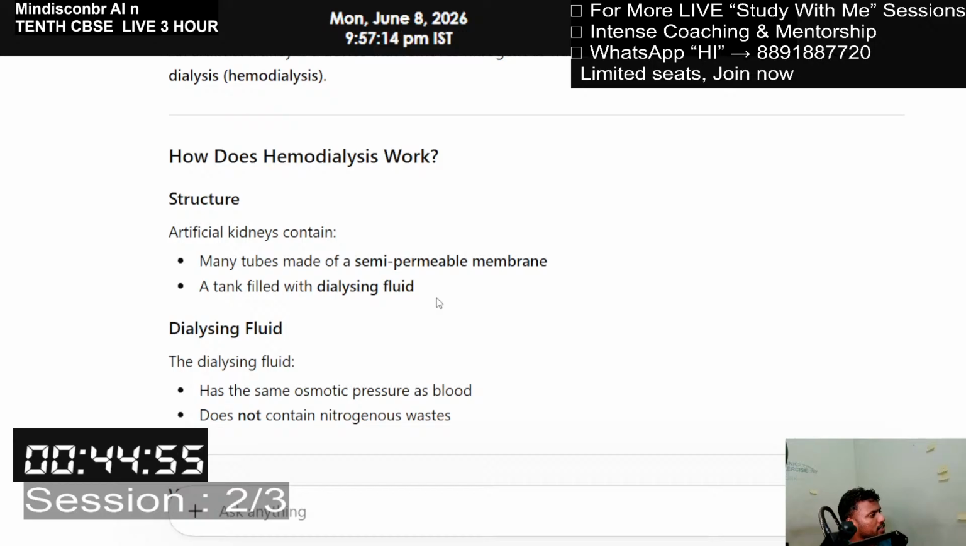So artificial kidneys are similar to normal kidneys, or original kidneys. What do artificial kidneys have? They have many tubes made of semi-permeable membranes and a tank filled with dialysing fluid. The dialysing fluid has the same osmotic pressure as blood and does not contain nitrogenous wastes.